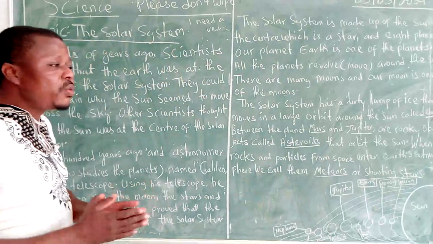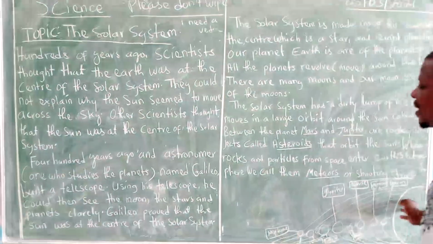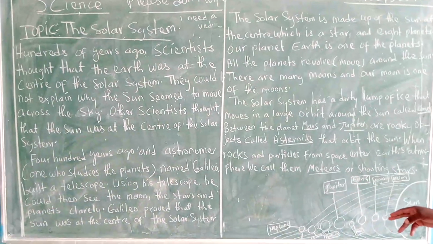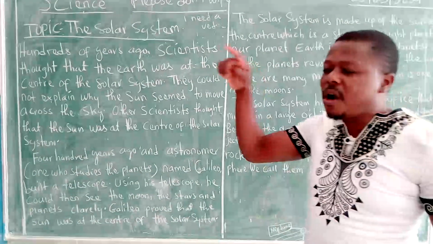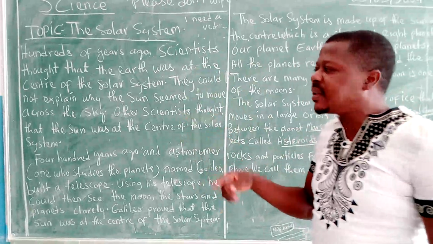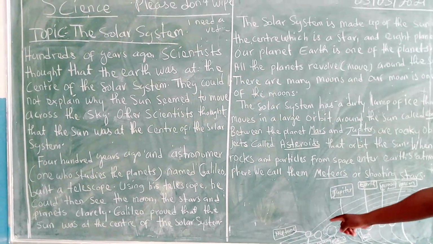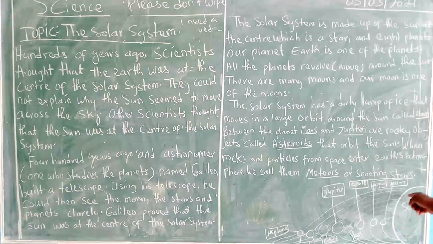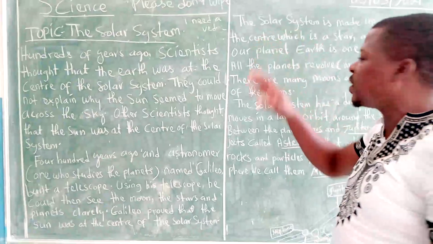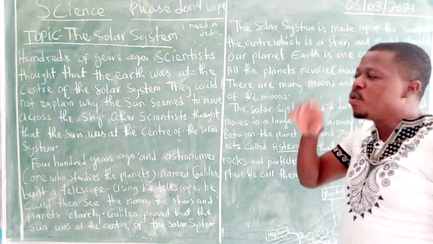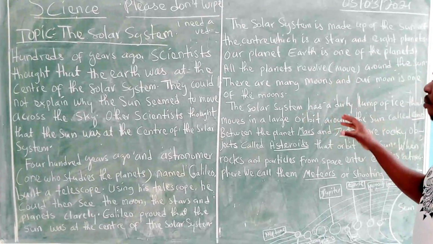So what we have learned today is that the sun is at the center of the solar system, and that there are 8 planets moving around the sun in our solar system. These 8 planets, as you can see from this line, reflect light from the sun. And he said there are many moons found in outer space, and our moon, the moon we see here on Earth, is one of the moons.